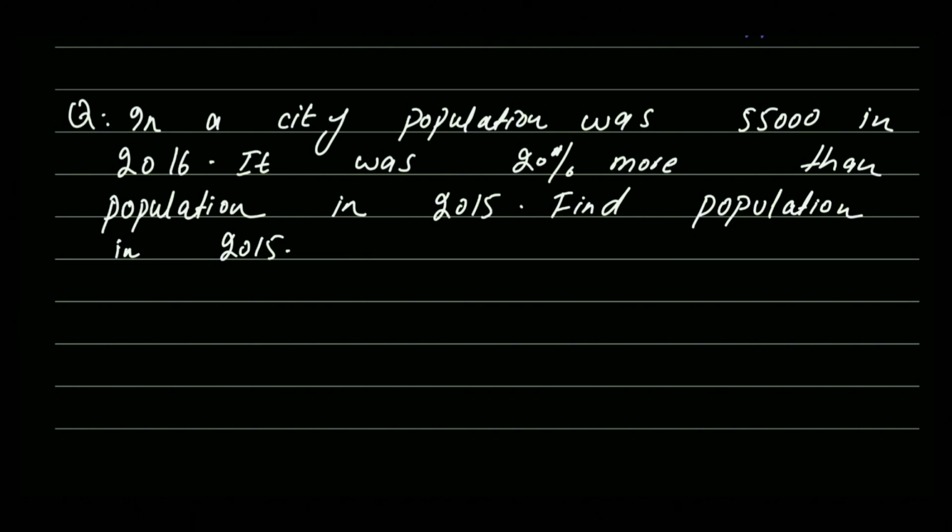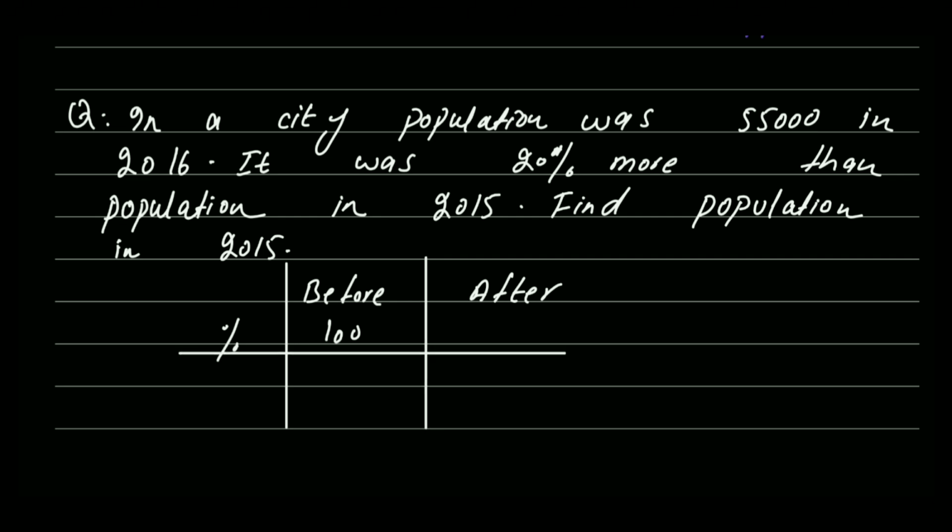Okay, so again we have to make boxes here. Before, after, percentage, and hundred. Okay. So again, two things we have to decide: where we have to write this figure 55,000. Inner city population was 55,000 in 2016.